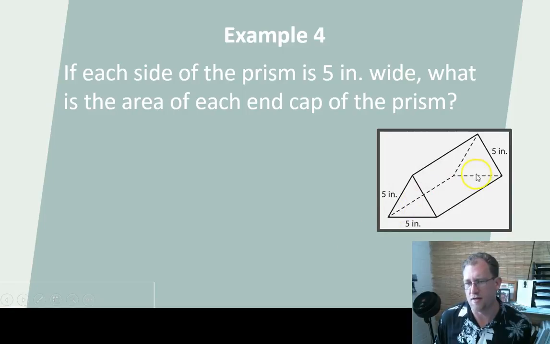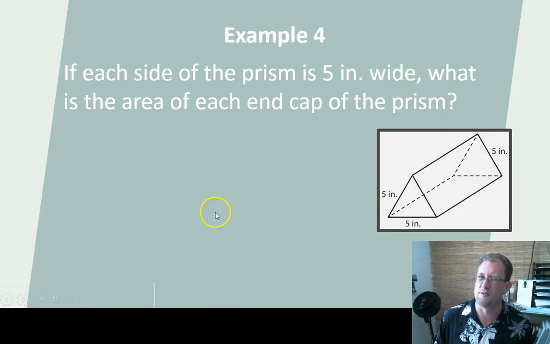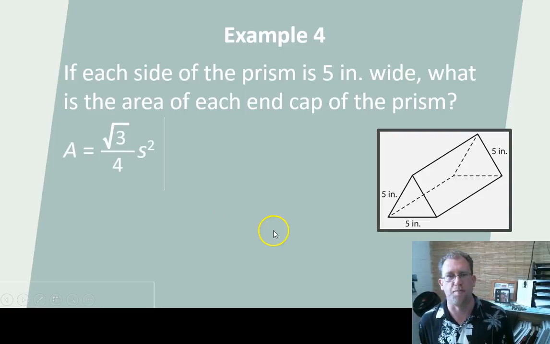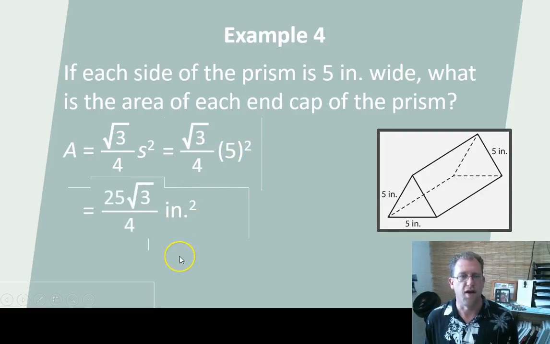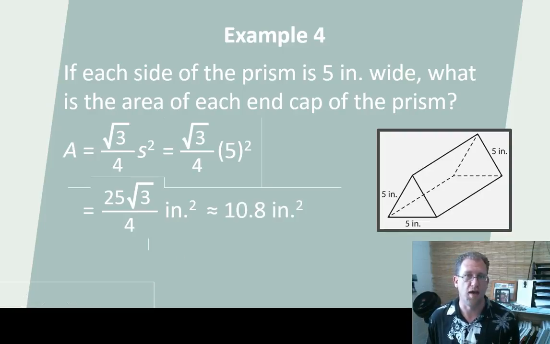So the area here and the area here. We'd actually call those bases. I don't know why they use the word cap, but anyway. So the five is the side length. So 5 squared is 25 times radical 3 over 4. 25 radical 3 over 4 is 10.8 square inches, okay? And just as a reminder, whenever you're doing area, you're always working in square inches, not linear inches. Make sure that your answers reflect that.